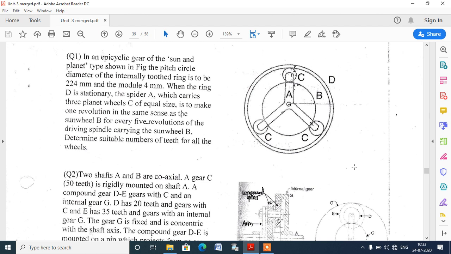Welcome back to the next module of Theory of Machines 2, Unit 3, Gear Train. Students, I think you have enjoyed the problems on epicyclic gear train, and I hope all of you understood the step-by-step solution of the epicyclic gear train numericals.